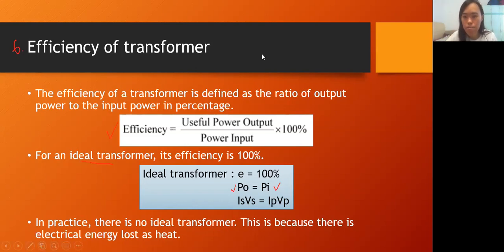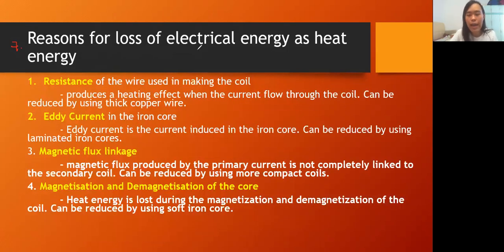Okay, I continue. So this will be the last part, the reasons for loss. Everything I want you to copy down as notes number 7. You write here 7, reasons for the loss of electrical energy. As I said just now, in real life there is no ideal transformer because some of the electrical energy is lost as heat energy. So there are some reasons why the electrical energy is lost as heat energy.